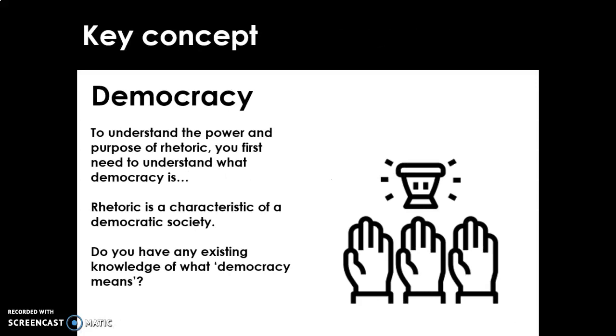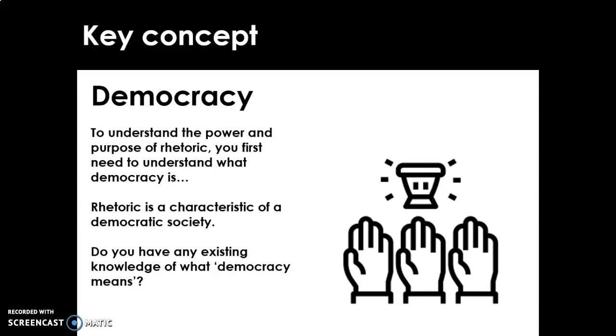To understand where rhetoric came from, we need to understand something else. We need to get our head around this key concept of democracy. Democracy is something we've grown up with. We are a democratic country. But actually it is really old. To understand the power and purpose of rhetoric, you first need to understand what democracy is, because rhetoric is a characteristic of democratic society.